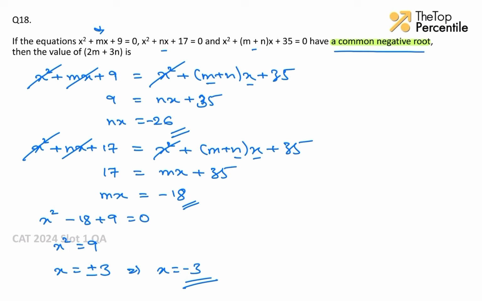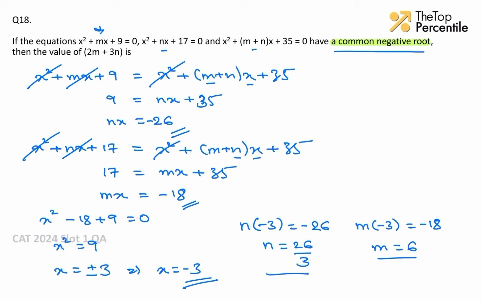Okay, so using this, n into minus 3 will be minus 26. So n will be 26 by 3. M into minus 3 will be minus 18. So m will be 6. So I have m and n.